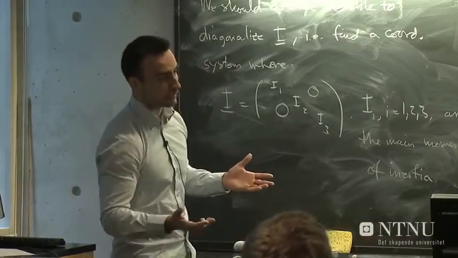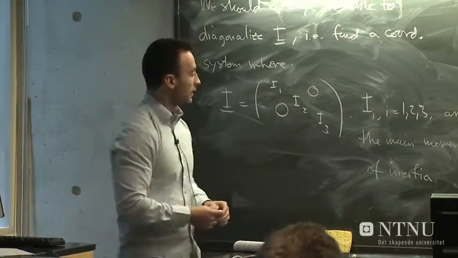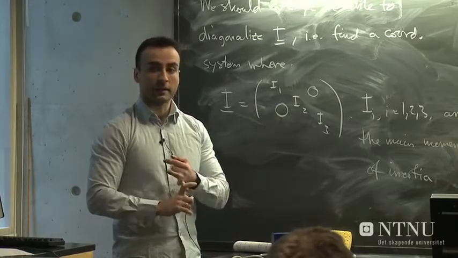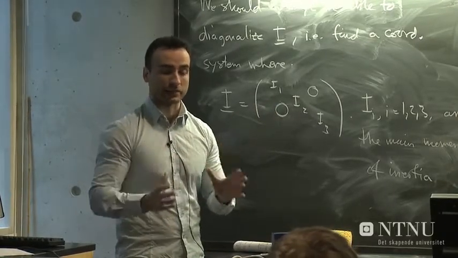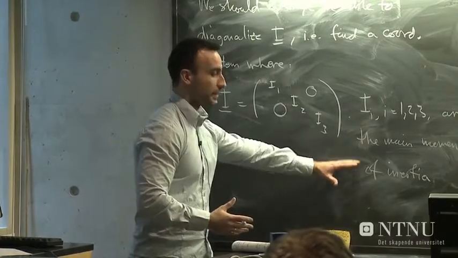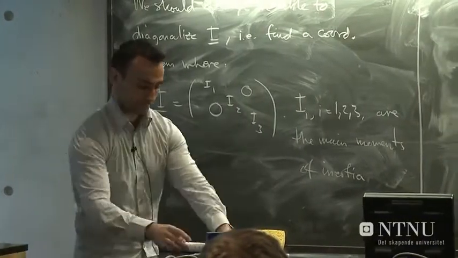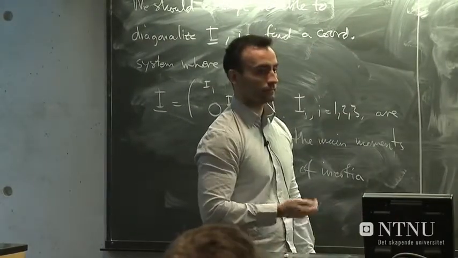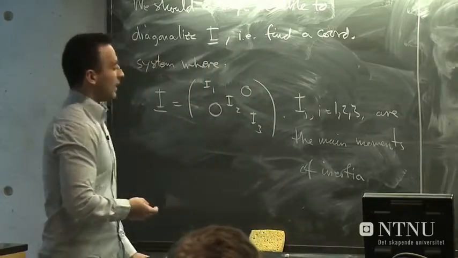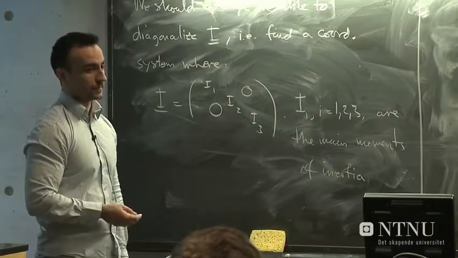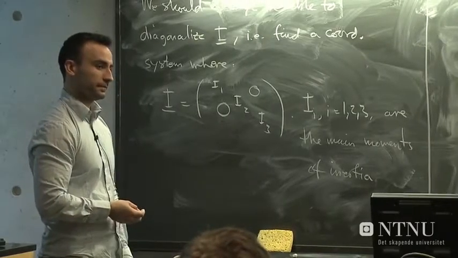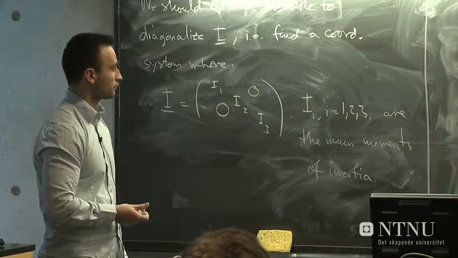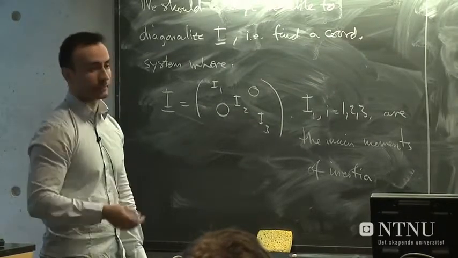But for more complicated, arbitrarily shaped rigid bodies, this tells us that we should still be able to find a coordinate system where we can diagonalize the matrix of inertia and identify these main moments of inertia. Question: Is there always three main moments of inertia? It's possible that one of them could be 0. Yeah. But it's maximum 3, for any 3D body.